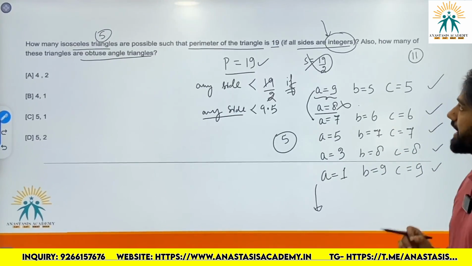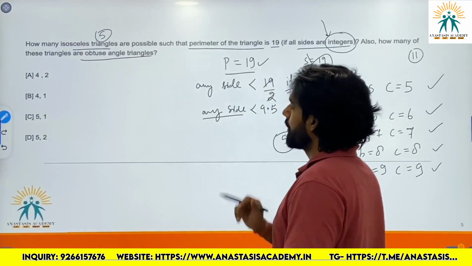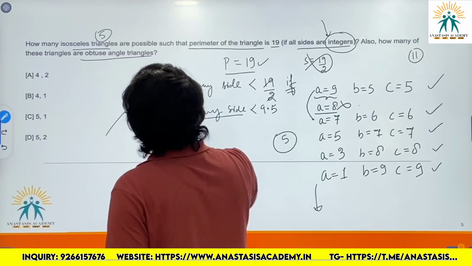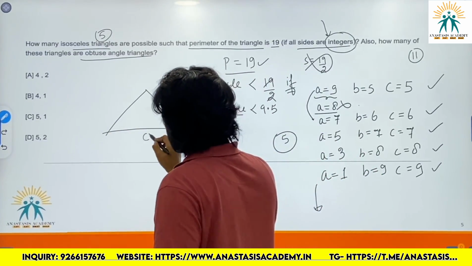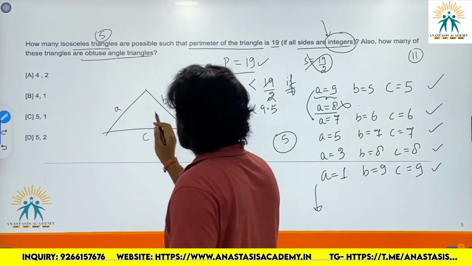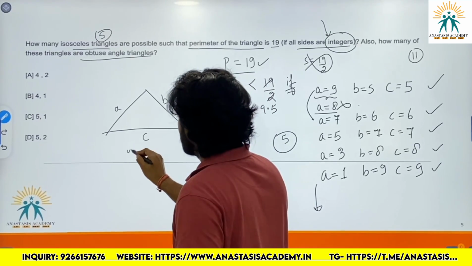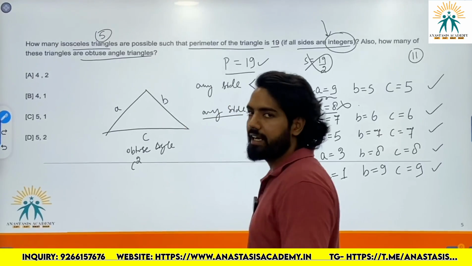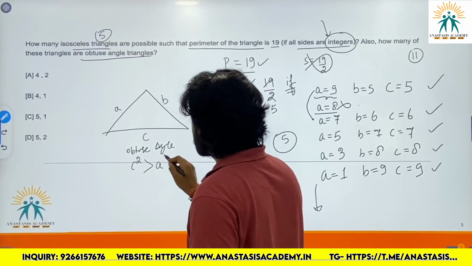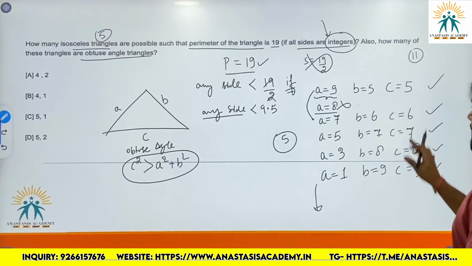Now, how many of these triangles are obtuse angle triangles? For that, to check if the triangle is obtuse, the property is that C is the longest side, and the other two sides are smaller than C. So for an obtuse triangle, the square of the longest side must be greater than the sum of squares of the other two sides. I have to check how many of these triangles are obtuse triangles.